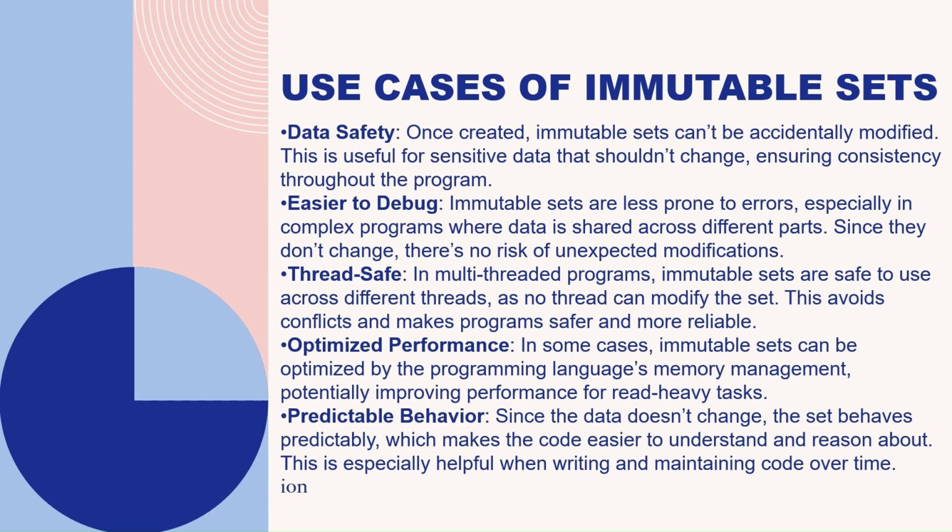Immutable sets have various use cases. For instance, they provide data safety as they can't be modified accidentally, which is useful for sensitive data. They are easier to debug since they won't change unexpectedly, and they are thread safe, meaning they can be used across different threads without risk of conflicts. Immutable sets also offer predictable behavior and sometimes improve performance in heavy tasks.